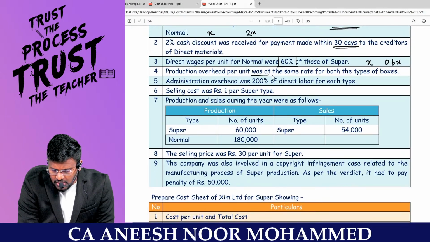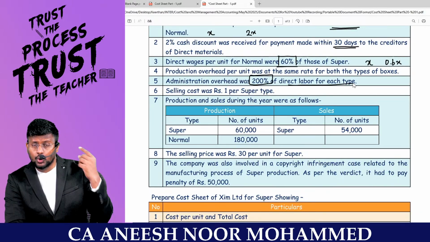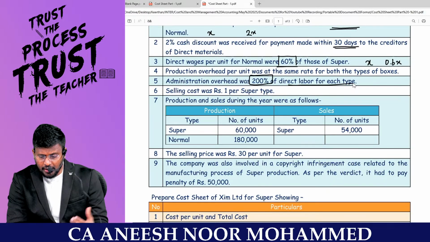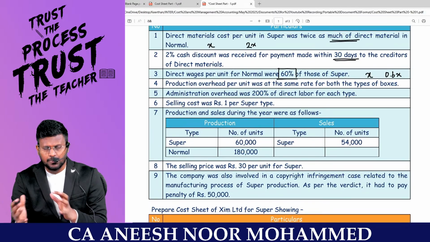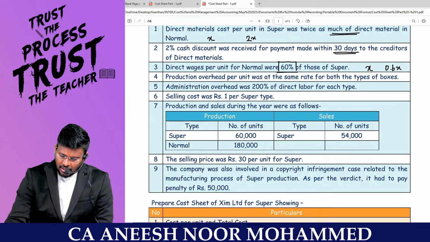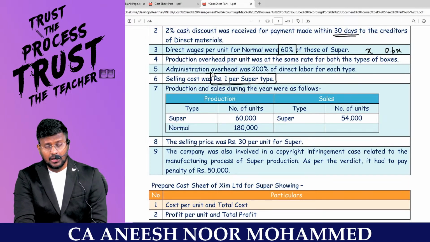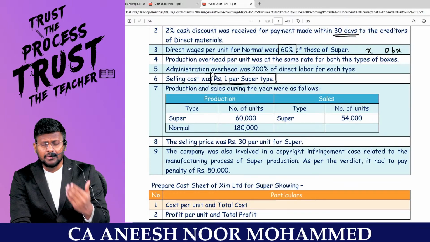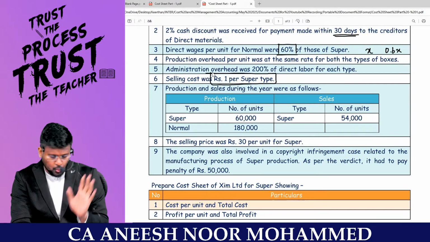Administration overhead was 200% of the direct labor for each type. We already know, my dear lovable students, how to find the direct labor. They have expressed that if it is X, then it is 0.6X. So you have to double it once you get the answer. Selling cost was 1 per super type. They have not said anything about the normal type. Sometimes we may have to prepare a cost sheet only for the normal, not for the super.